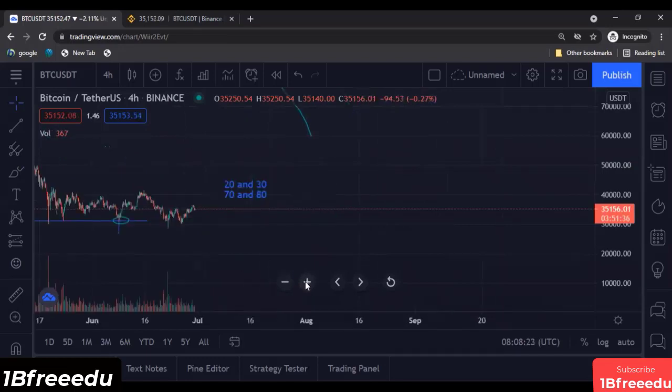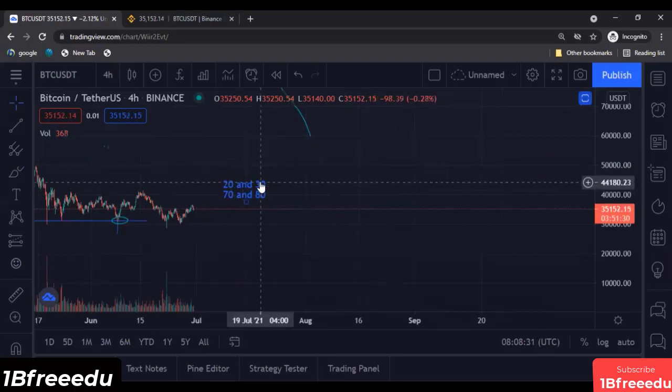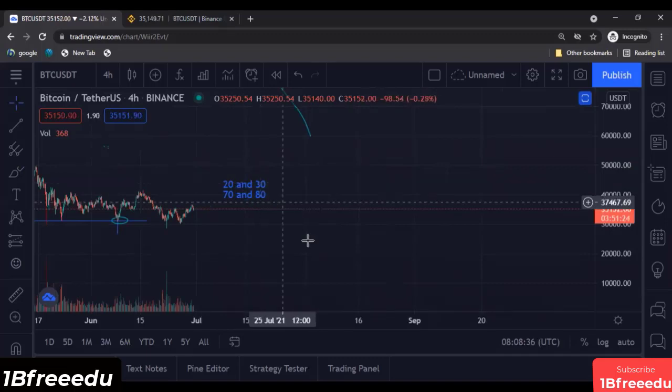But since we are only taking trades and expecting the price to go up, you would need to take the trade when the RSI is between 20 and 30, and we would need to sell it when the RSI is between 70 and 80.